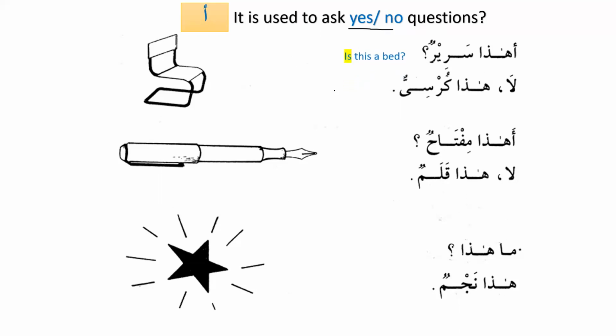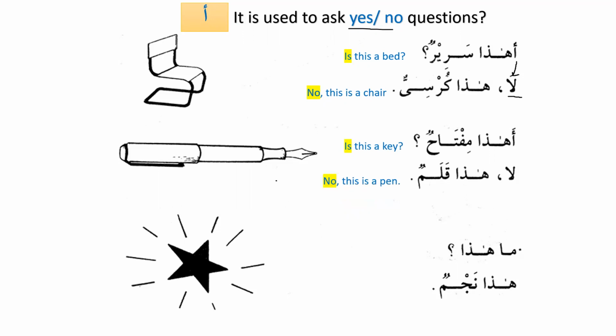So what is the answer? La, hādhā kursiyun. No, it is a chair. So now it is confirmed that when the question is with hamza, then we have to give the answer with la or na'am. Ahādhā miftahun? Is this a key? La, hādhā qalamun. No, this is a pen.